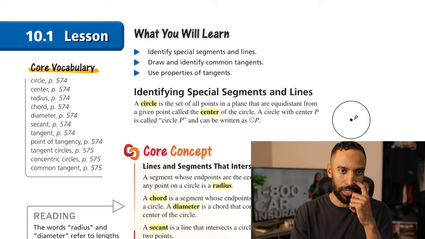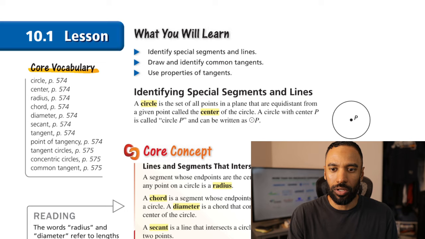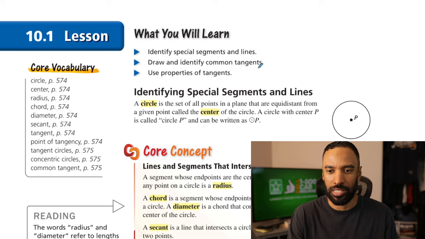I lost the page myself. 10.1, here we go. Identifying special segments and lines. What we will learn to do is identify those special segments and lines, draw and identify common tangents, and use properties of tangents.